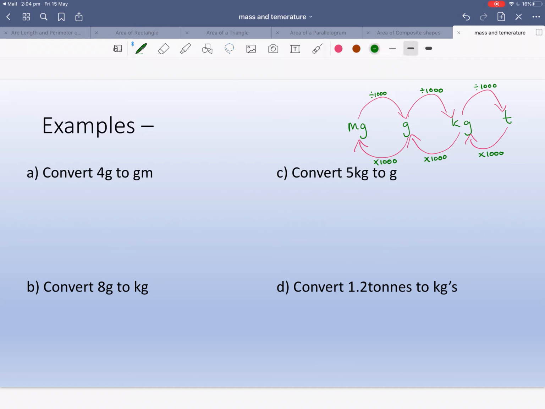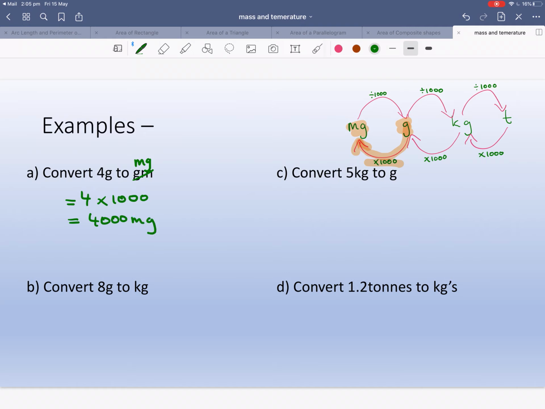Convert 4 grams to, obviously I've done something wrong there, that's milligrams, okay? So what we're doing is that we're going from here to here, and we need to follow this flow diagram. So it's going to be 4 times 1,000, and the answer will just be 4,000 milligrams. All right.